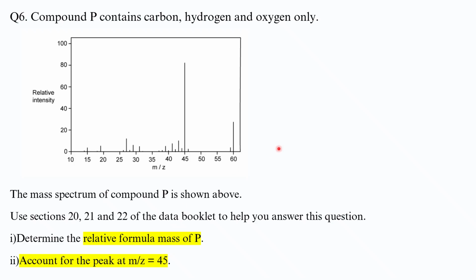This time we cannot use the molecular formula because it is not given. You can use the other possibility, that is, you can use the mass spectrum and check for the highest m/z value. That value is nothing but the relative formula mass of that compound. And secondly, we have to determine what could be the fragment for the peak at m/z equal to 49. Following what I have discussed just now, we see that the relative formula mass for P is 60.